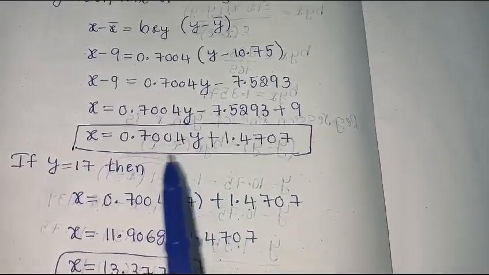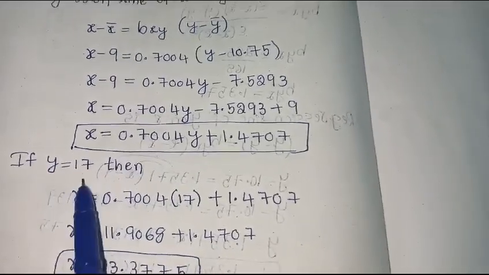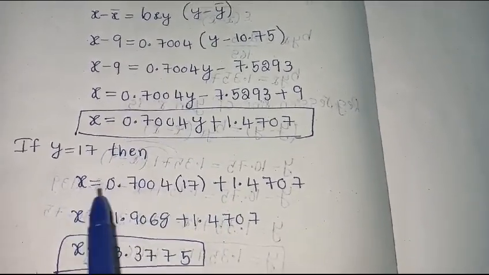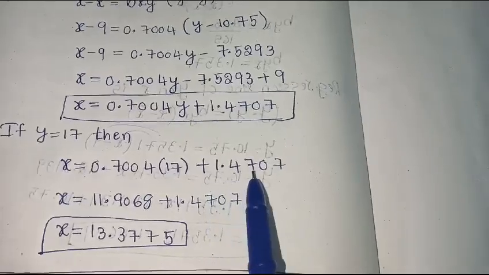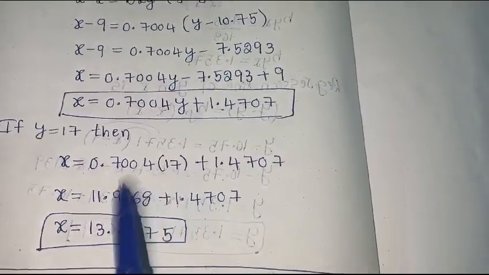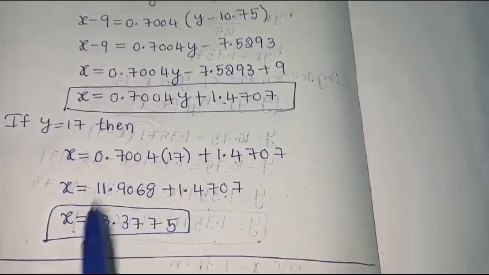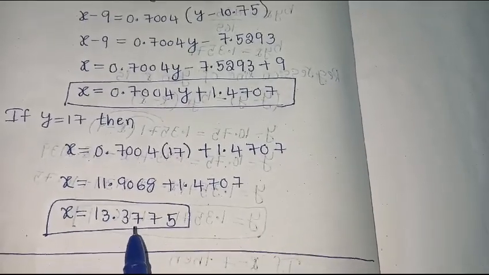Here they asked to predict x if y is equal to 17. So we substitute y is equal to 17 in x, then x will become 0.7004 into 17 plus 1.4707. If we multiply 0.7004 into 17, the value is 11.9068. The value of x is 13.3775.